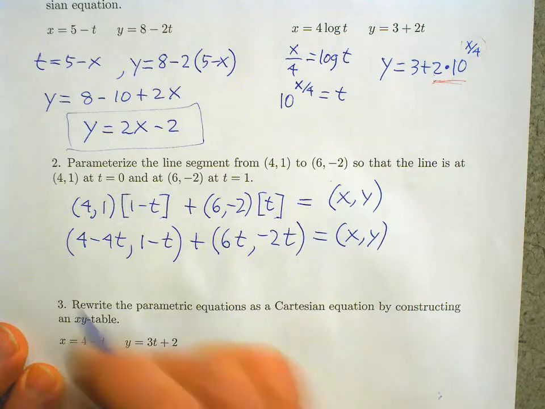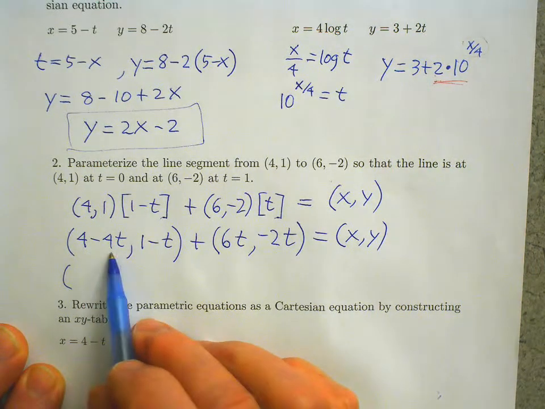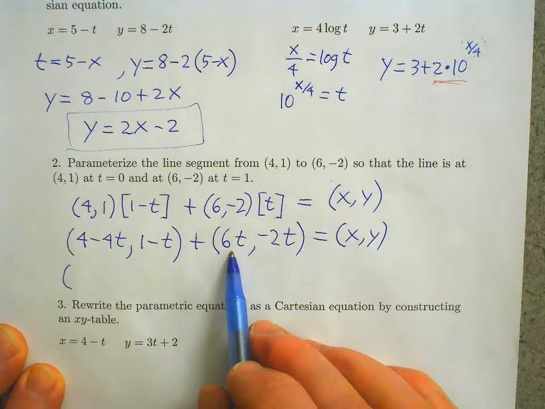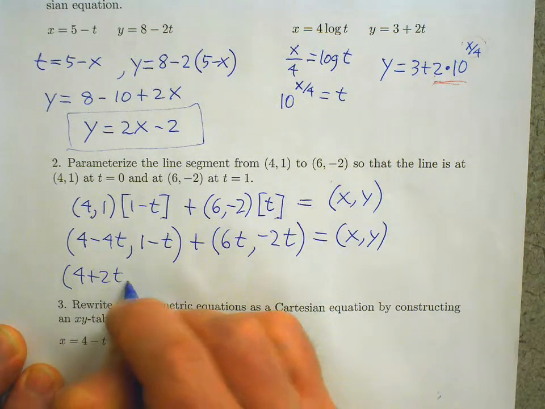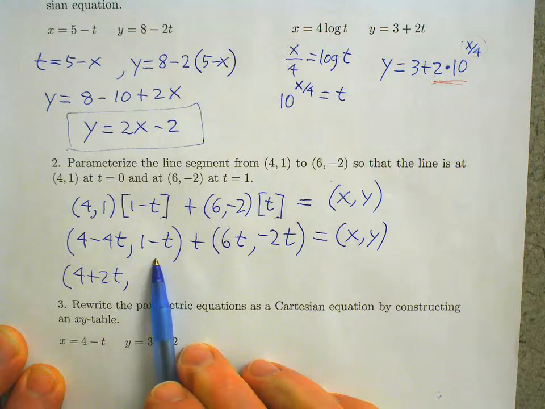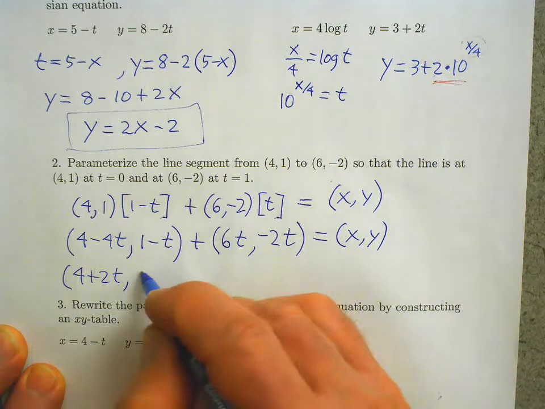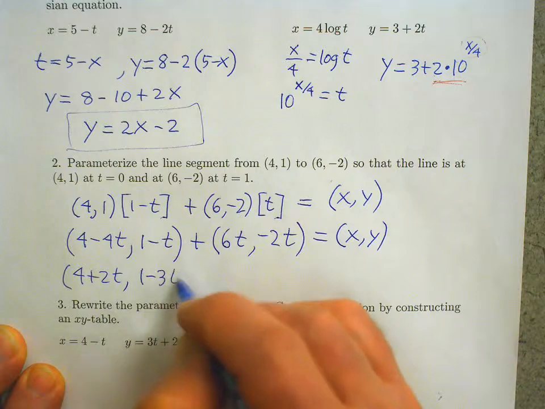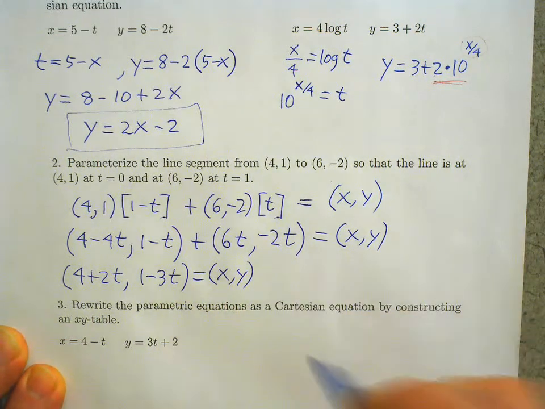Okay, then one more step. Add the x coordinates. 4 minus 4t plus 6t is 4 plus 2t. Then add the y coordinates. 1 minus t plus negative 2t is 1 minus 3t.